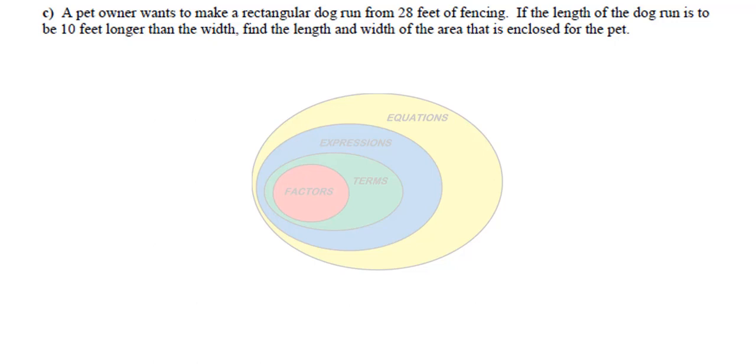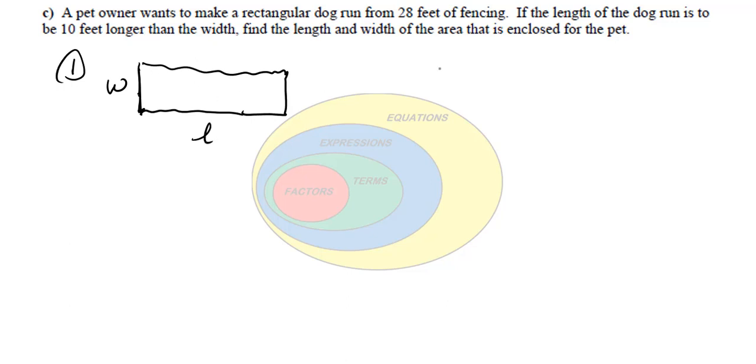Okay, for this problem, we're talking about a rectangular dog pen. If the length of the dog run is 10 feet longer than the width, find the length and width of the area that is enclosed for the pen. The first thing I'm going to do is draw a rectangular dog pen. I don't know what the dimensions are yet, but I'm looking for the length and width. So I'll call this side the width and this side the length. This is supposed to be rectangular. I was a little shaky there, I guess.